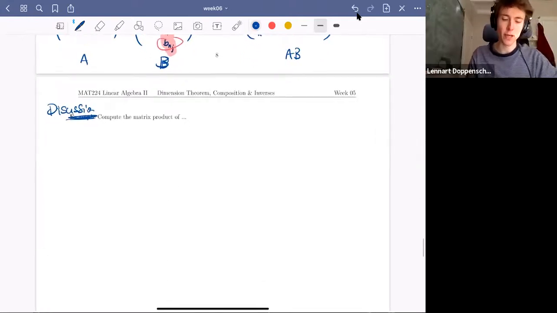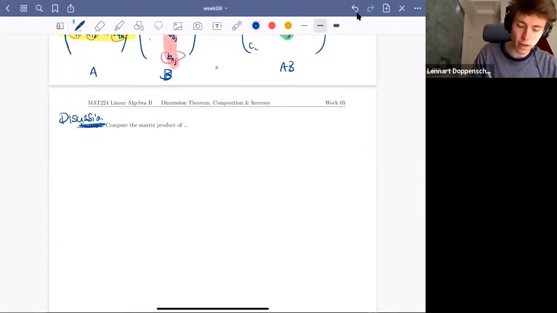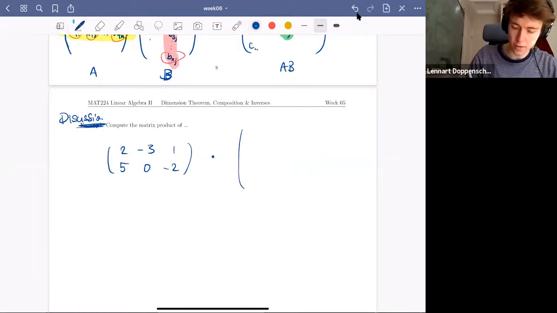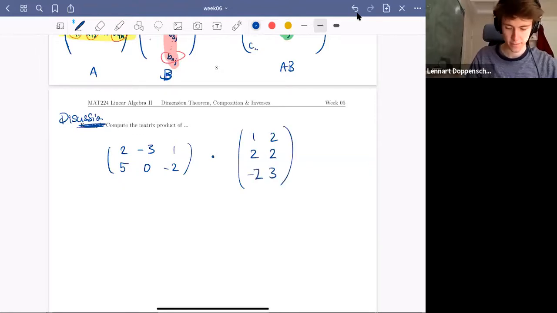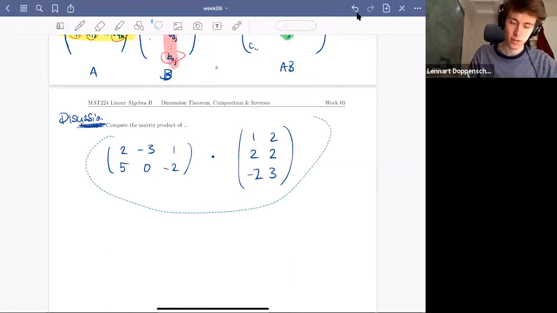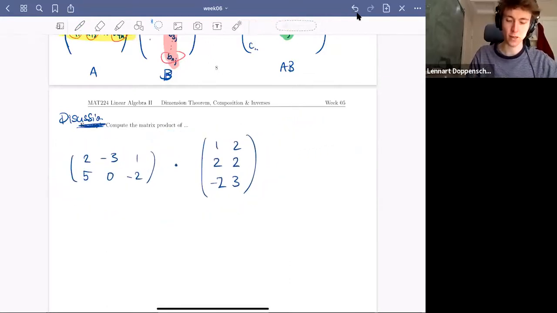I want you to compute the matrix product of (2, -3, 1; 5, 0, -2) with (1, 2; 2, -2; -2, 3). This should give an interesting result. So take 3 minutes or so, and then tell me what the answer is.